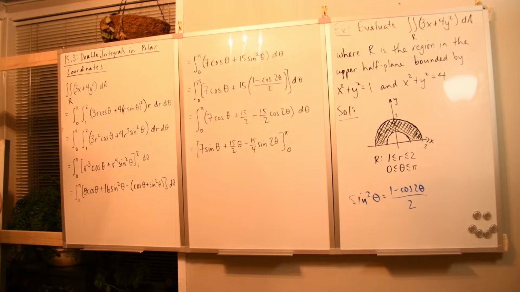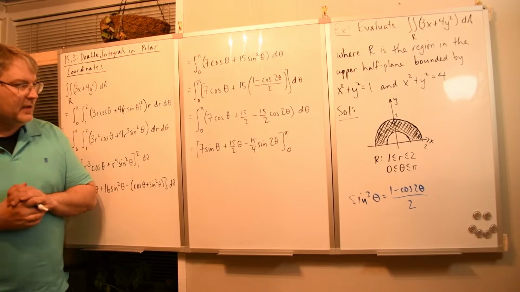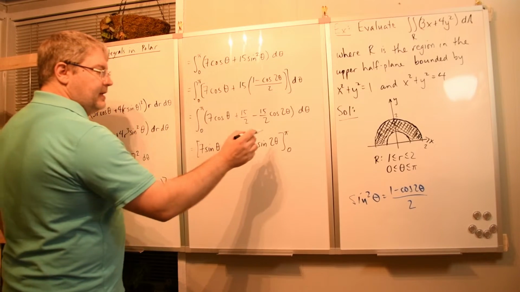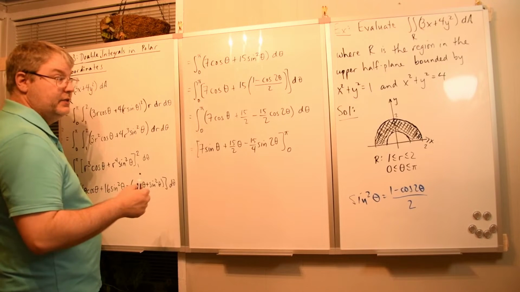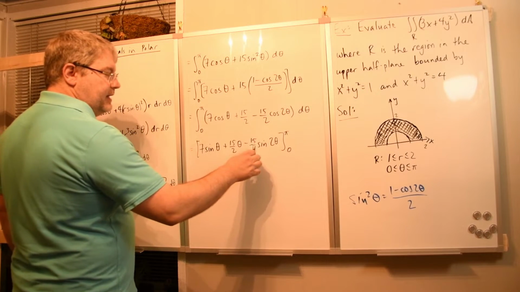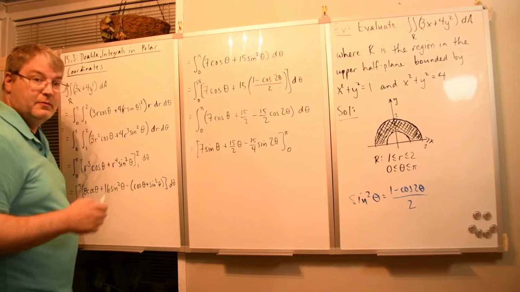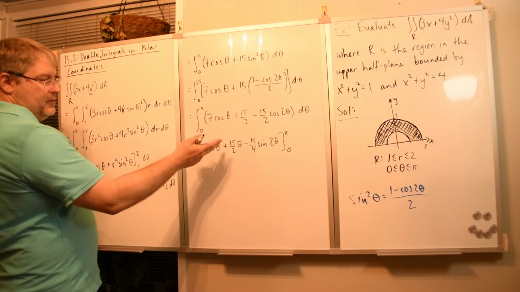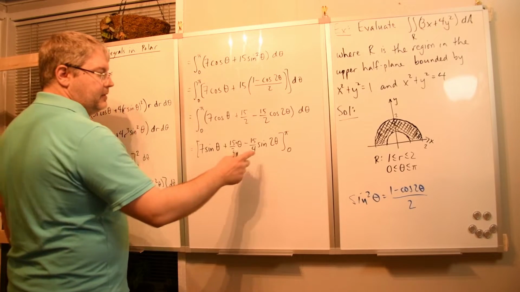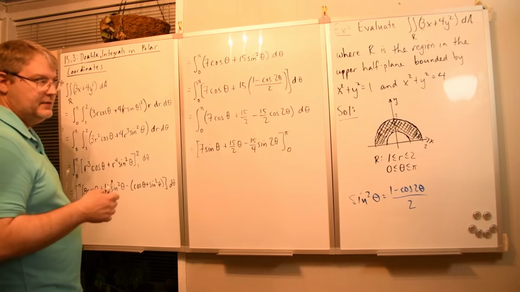And this works out incredibly well. Because keep in mind that if theta is equal to pi, you got 7 sine pi. Sine pi is 0. You got negative 15 fourths sine 2 pi. Hey, sine 2 pi is 0. We're also going to have to plug in 0 for theta. Well great, sine 0 is 0. Sine of 2 times 0, hey, that's 0.